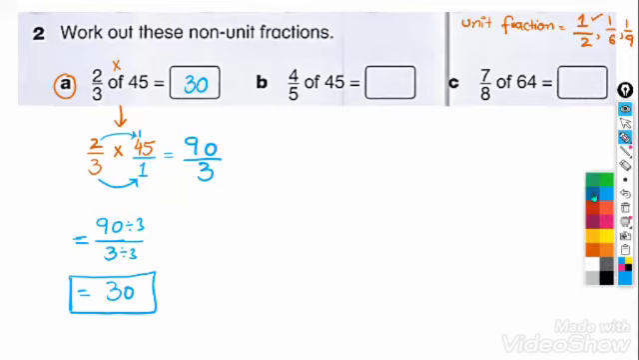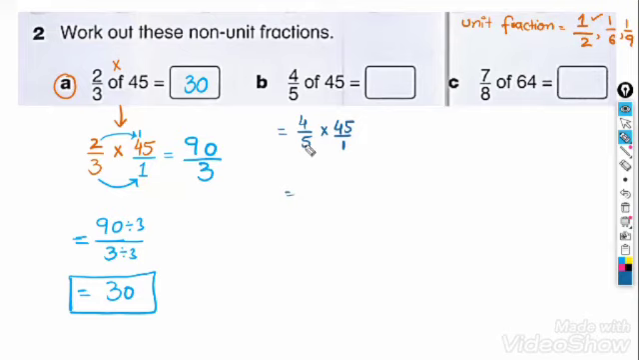Next one is 4 upon 5 multiplied by 45. The same situation you will do. 4 times 45 is 180. 180 upon 5. So let's cut them. 5 1 times is 5. 5 3 times is 15. 16, 17, 18. It is 30. So 6 times 5 is 30. 6 times is 36. 5 times is 30. So you will get 36 over here.